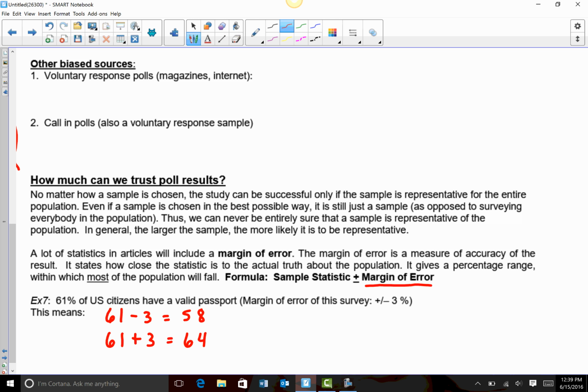So then what this means is that, and these are percentages, we are confident that between 58 and 64% of U.S. citizens have a valid passport. Okay, so that's what that means. So whenever you see those political polls of plus or minus 1% in favor of one of your candidates, we can say we're confident that, and you just take that statistic and add and subtract 1%, that person would win the election, for example.